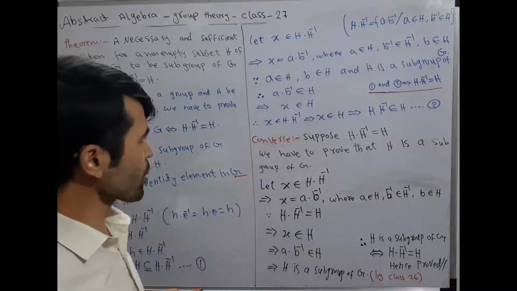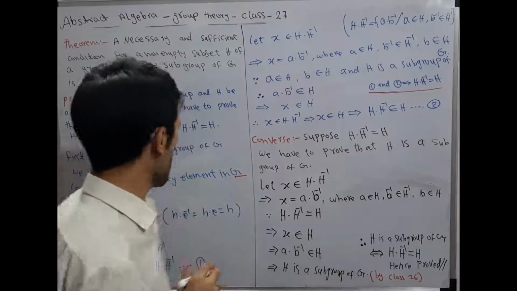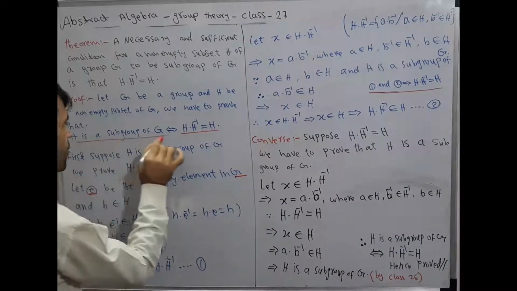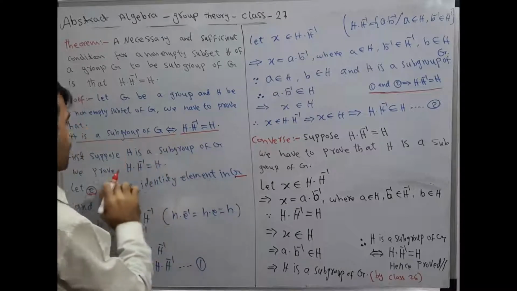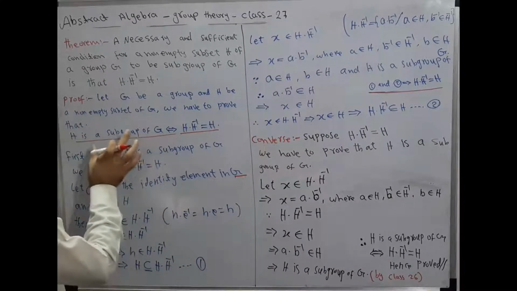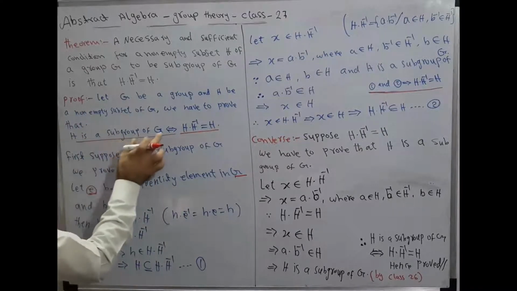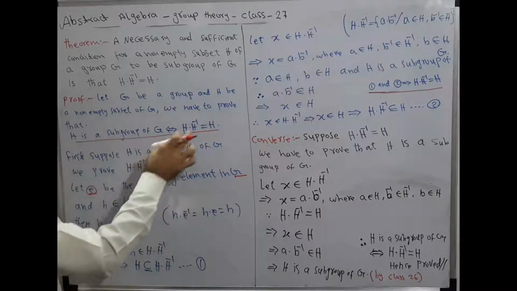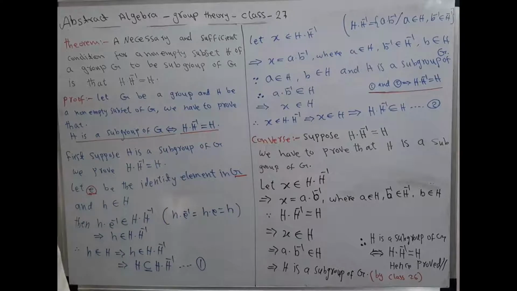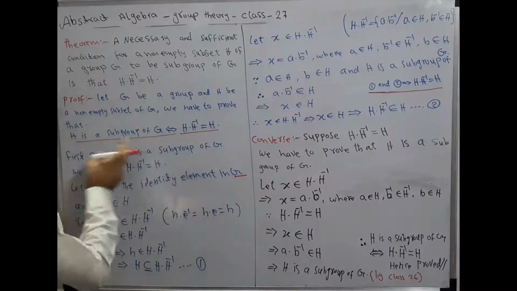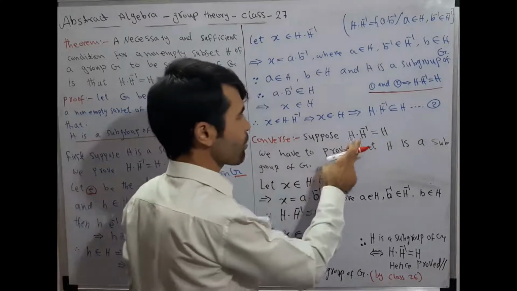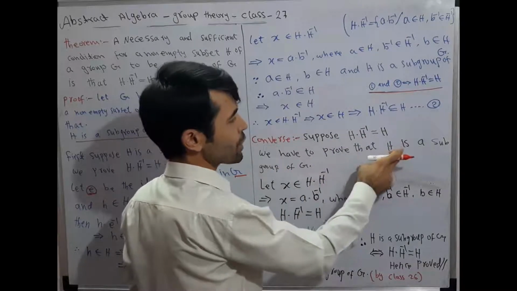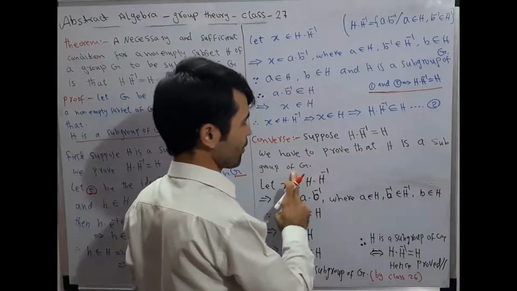Converse. Here we have two parts. First part, we suppose that H is a subgroup of G. We prove that H into H inverse equals H. Now, for the converse, we suppose H into H inverse equals H. We prove that H is a subgroup of G. We have to prove that H is a subgroup of G.